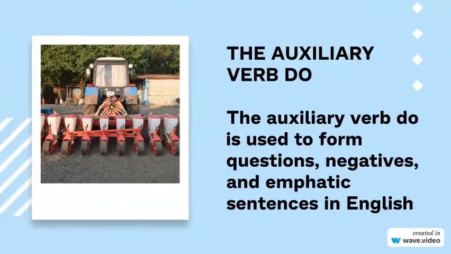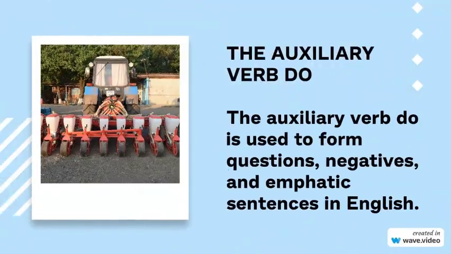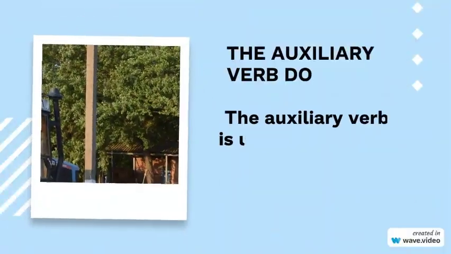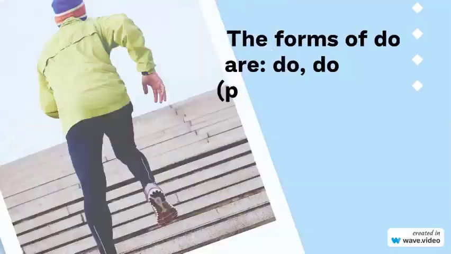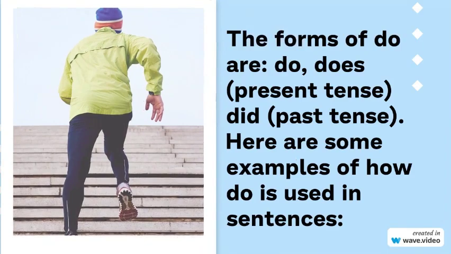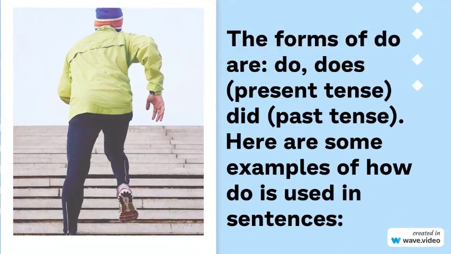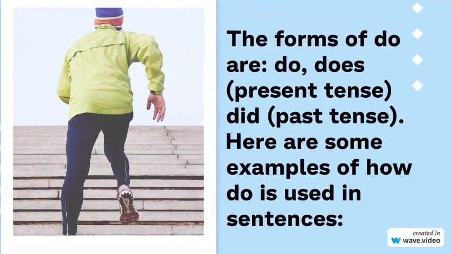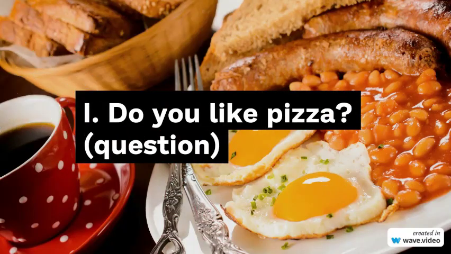This brings us to the second auxiliary verb, the auxiliary verb do. This auxiliary verb is used to form questions, negative and emphatic sentences in English. The forms of do are do and does for the present tense, did for the past tense. Let's look at some examples of how do is used in sentences.